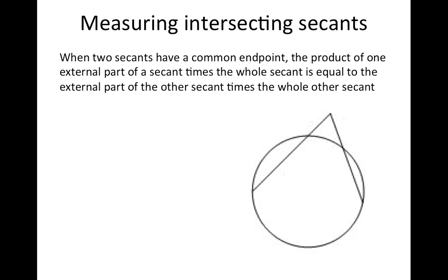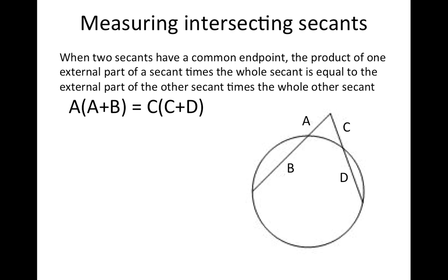So here's an example of a circle with 2 secants with a common endpoint. And we're going to label the parts again, A, B, C, and D. What this is saying is that if I take the part outside of one, A, and multiply it by the whole secant, A plus B, that's equal to the part outside for the other secant, C, times the whole secant, C plus D.